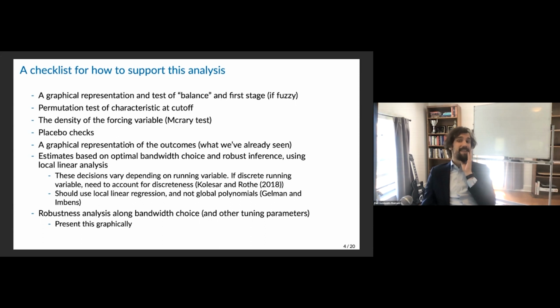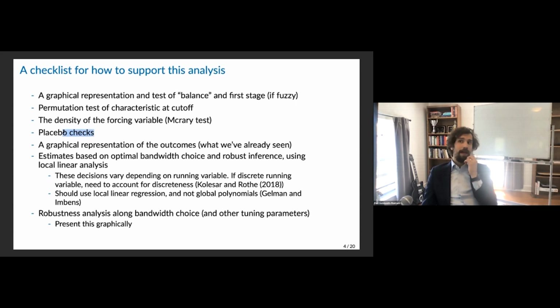You can then look at the density of the forcing variable, and this came up last week when we were talking about this design, is you can check for the density of the forcing variable. So what that means is, if there's something really special that's happening at 0, you might imagine that people manipulate themselves onto one side or the other of the boundary in order to get the treatment or stay away from the treatment. That's a very natural economic response.